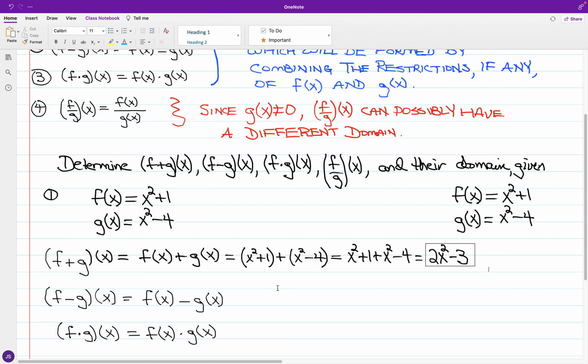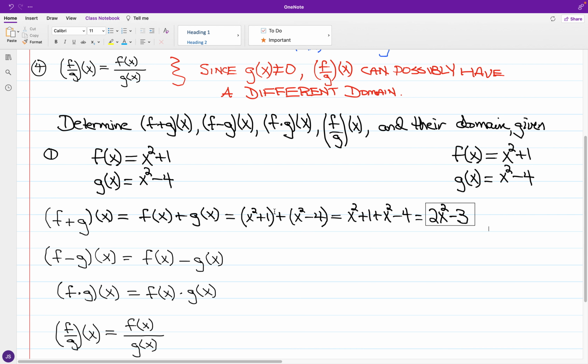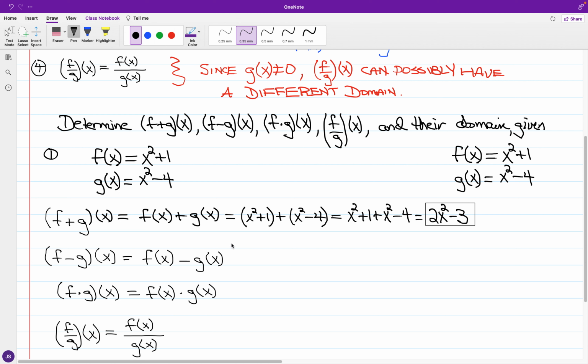Okay. Now for the difference function, f of x minus g of x. Again, at the front we have f of x, whereupon we have the quantity x squared plus 1. We have minus, again, all of x squared minus 4. And removing the parentheses, we have f of x, again, with x squared plus 1.